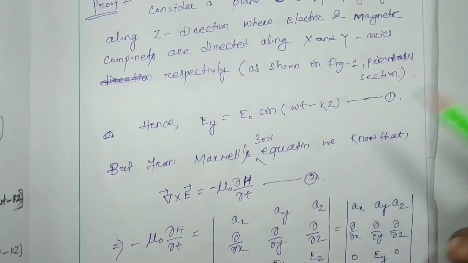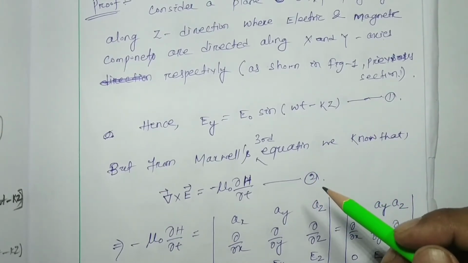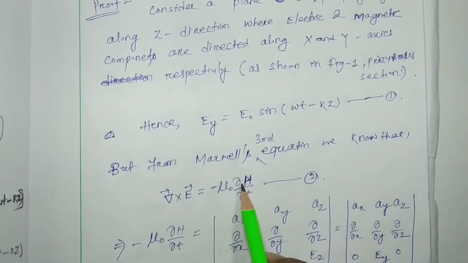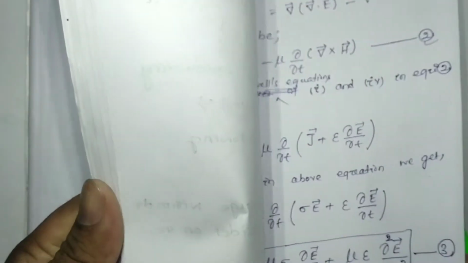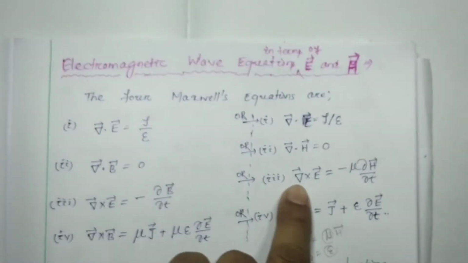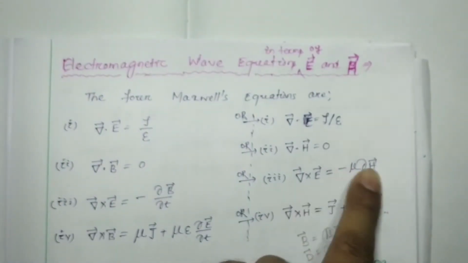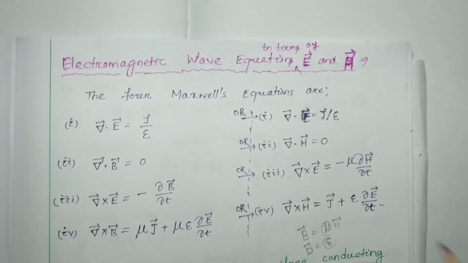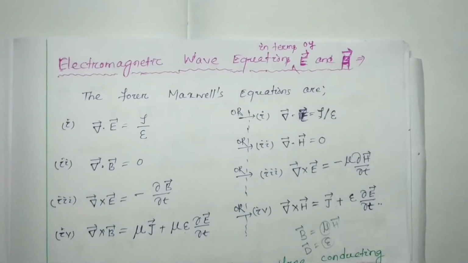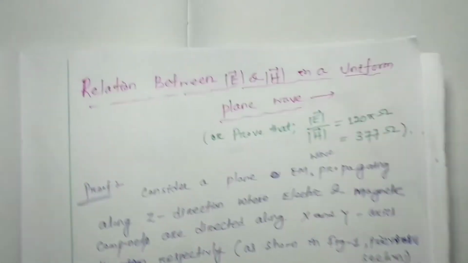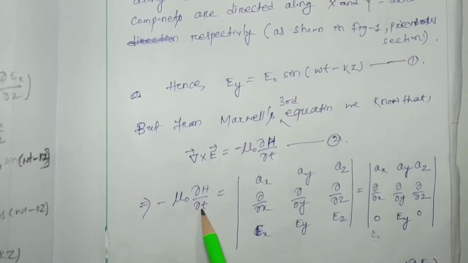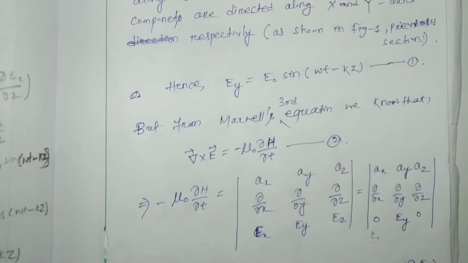Accordingly you can consider other dielectric media. So del cross E equal to minus mu 0 del H by del t is your third Maxwell's equation. You can check your notes here. The third equation is nothing but del cross E equal to minus mu del H by del t for any medium. For free space, it will be mu 0 del H by del t. So that implies minus mu 0 del H by del t. Here the vector symbol should be there.